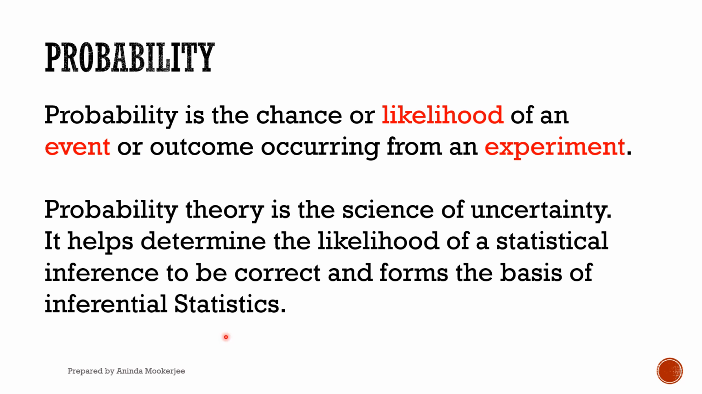So what is probability? It is the chance or likelihood of an event or outcome occurring from an experiment. So an experiment can be regarded as the process of trying to estimate or predict or forecast the activity that causes an event to occur. That's what an experiment is. So when we toss a coin, we don't know what the result is going to be. It's completely on chance that it's going to land on its head or on its tail.